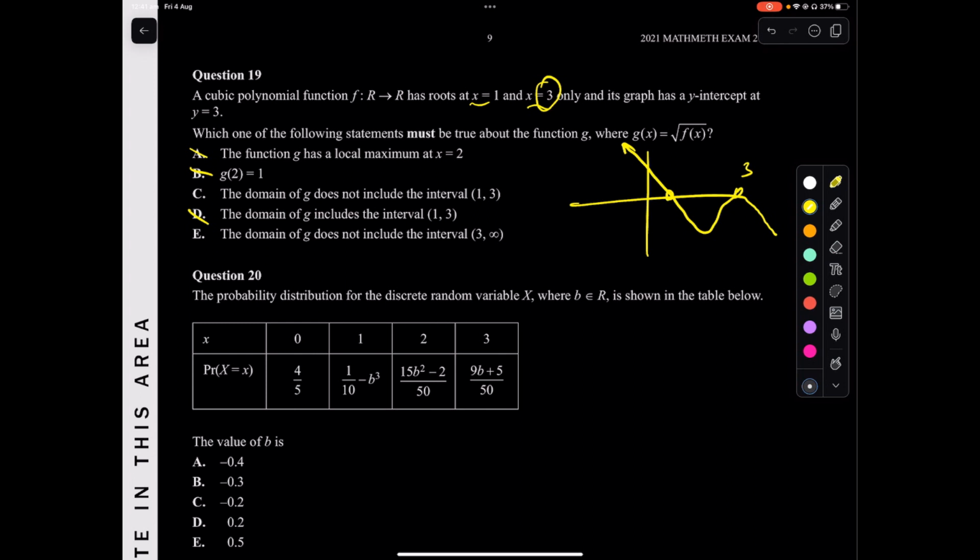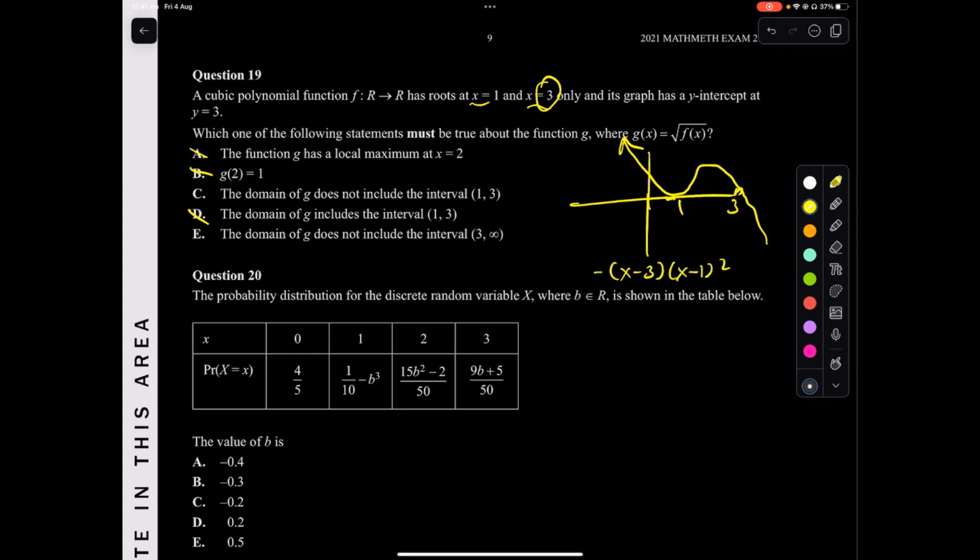Okay, what about this graph? What about if we make the repeated root at 1? So let's try that. Does that still work? Okay, so we go like this. Aha! So it still works. At 1, 3. So we can write this as x minus 3, x minus 1 squared.